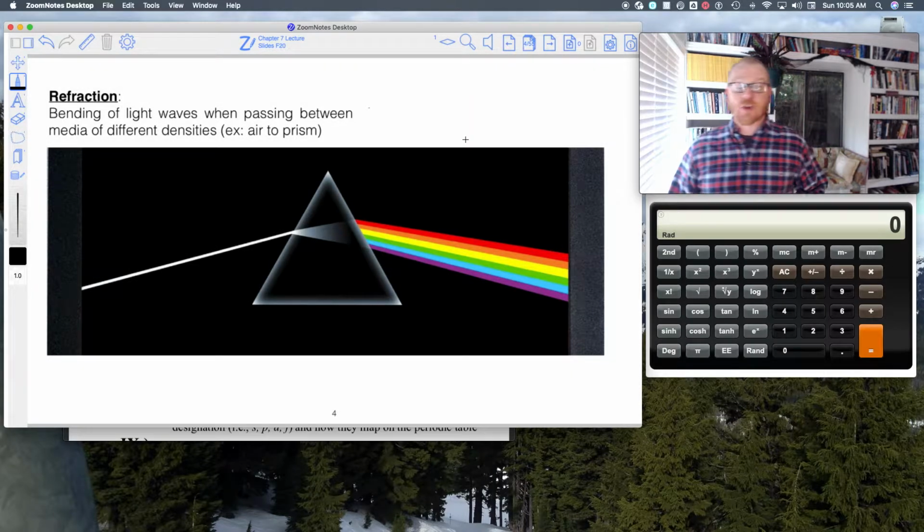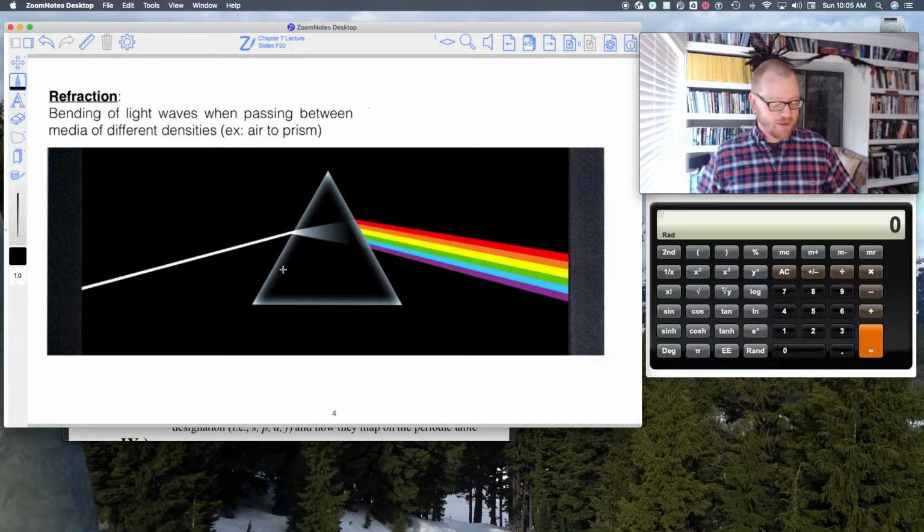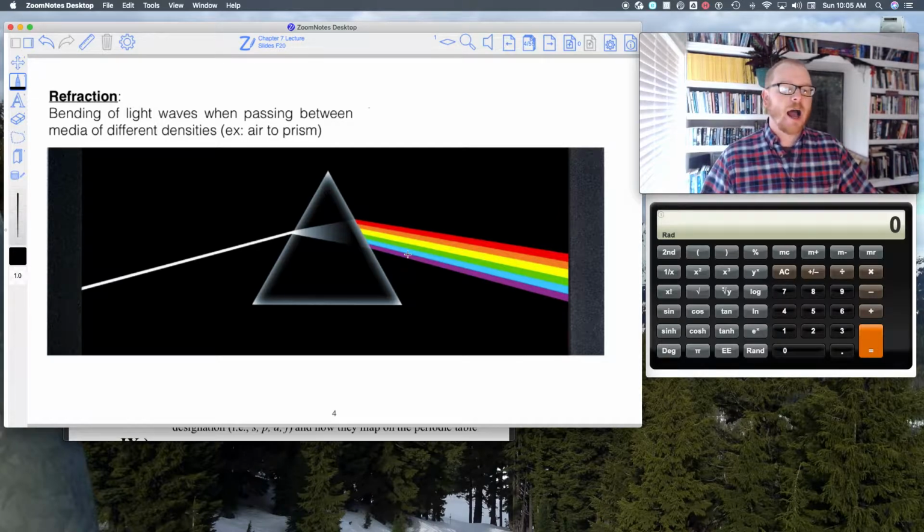So moving on. This is how I started this thing, right? I love this picture. I love the album. I love the band, Pink Floyd, and all of the awesome Pink Floyd covers out there. But there's some real physics going on with this picture. Maybe you knew that already. But we call this refraction, okay?